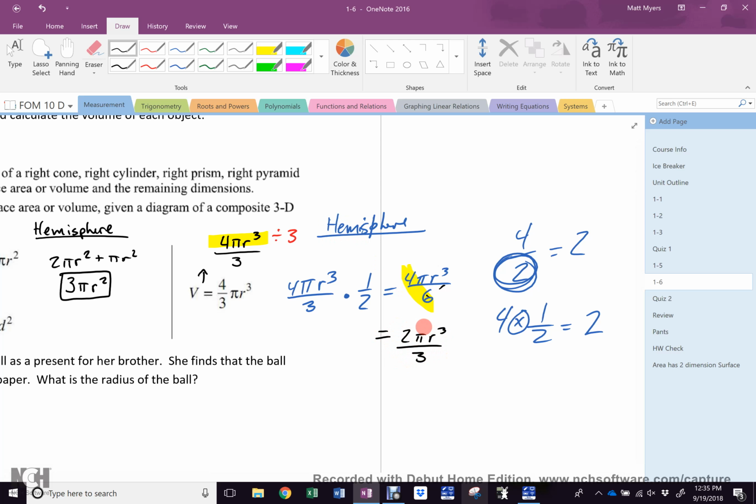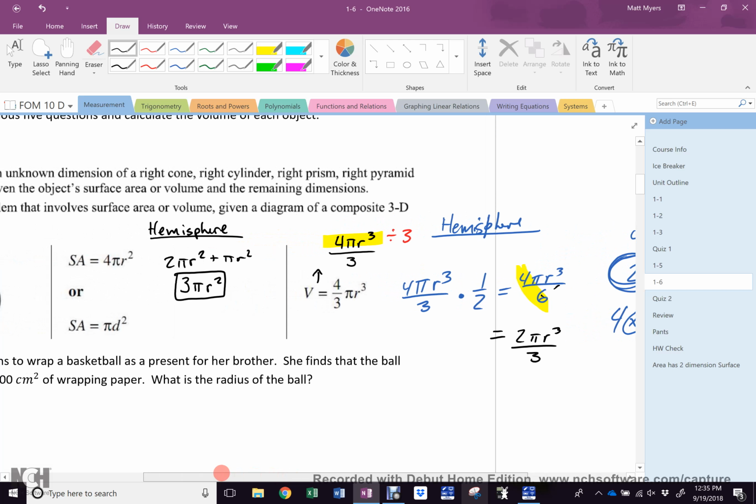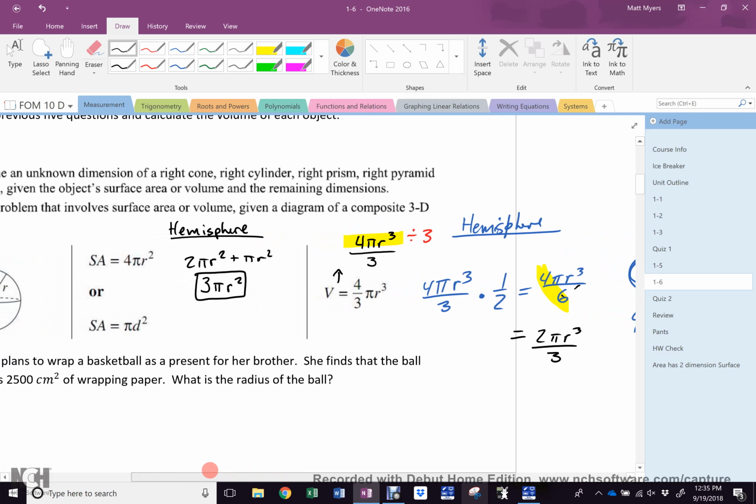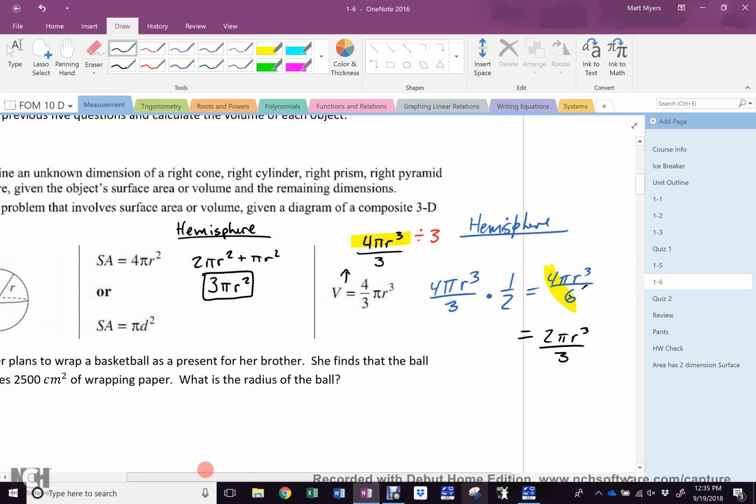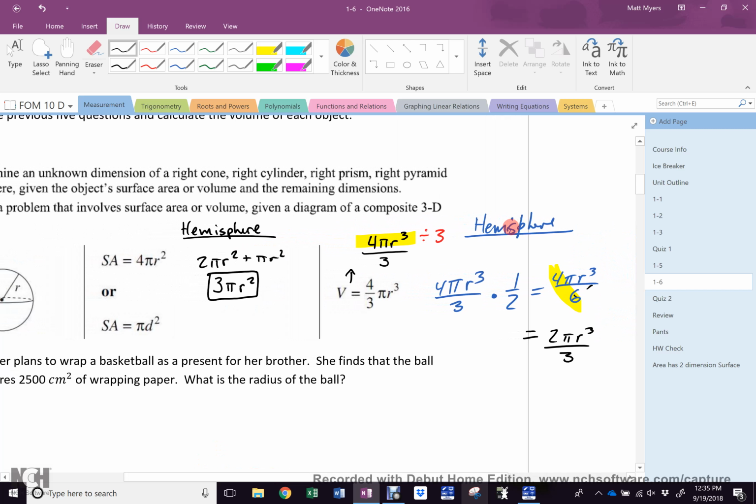Now, the volume is 4 over 3 pi r cubed, but where did you get the divided by 2? If it's a hemisphere, it's half a sphere.